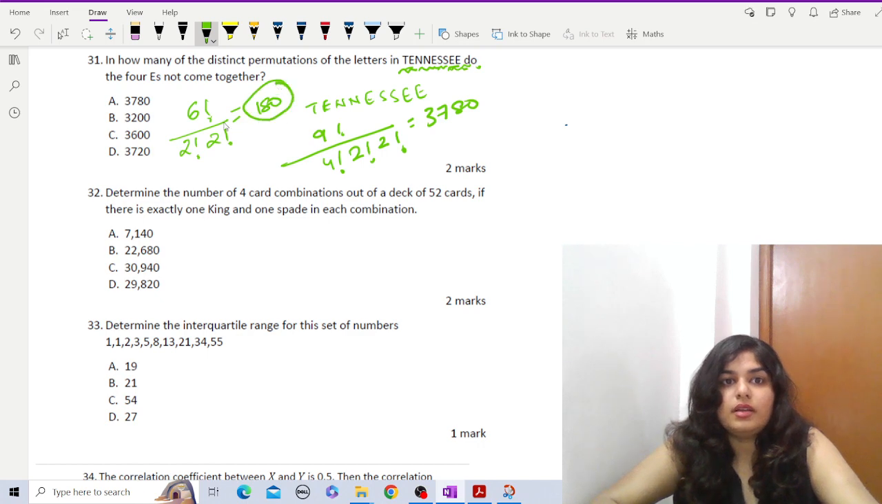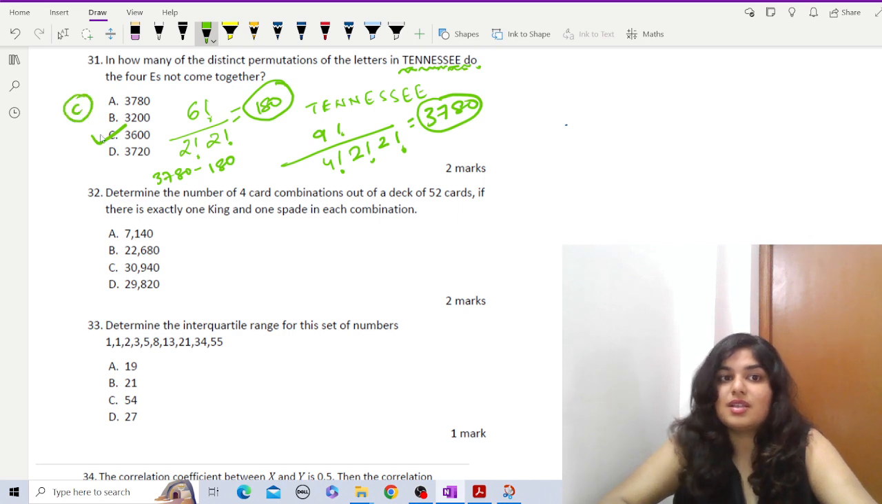So together, the permutation of writing it together is this, and total is this. So not together is from the total ways of arranging these alphabets, if you subtract where E can be written together, you will find out how many times the 4 E's will not come together. So that is 3780 minus 180 is 3600. So option C is the correct answer.